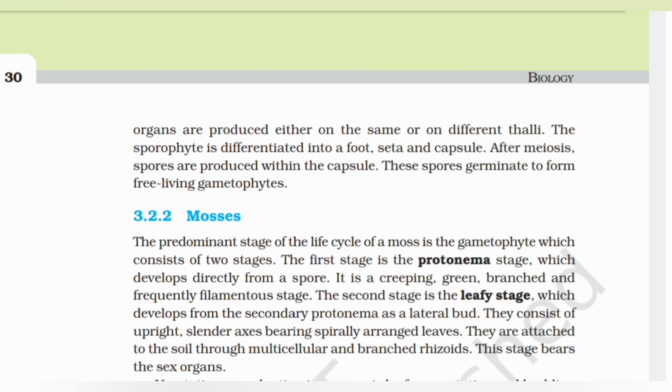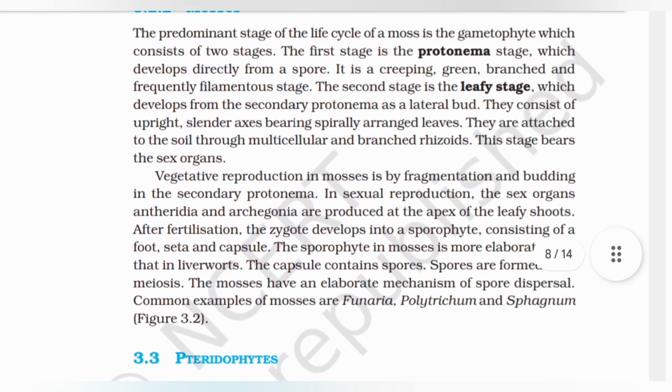3.2.2 Mosses. The predominant stage of the life cycle of mosses is the gametophyte, which consists of two stages. The first stage is the protonema stage, which develops directly from a spore. It is a creeping, green, branched and frequently filamentous stage. The second stage is the leafy stage, which develops from the secondary protonema as a lateral bud. It consists of upright, slender axes bearing spirally arranged leaves. They are attached to the soil through multicellular and branched rhizoids. This stage bears the sex organs.